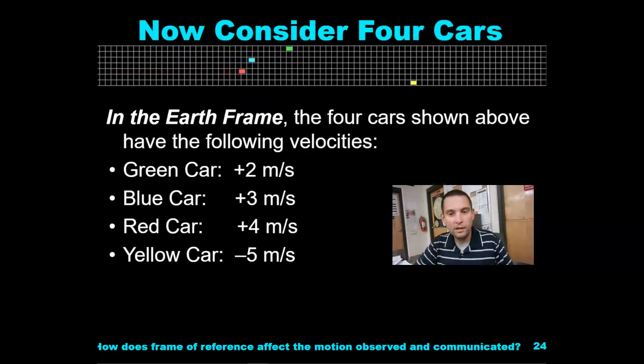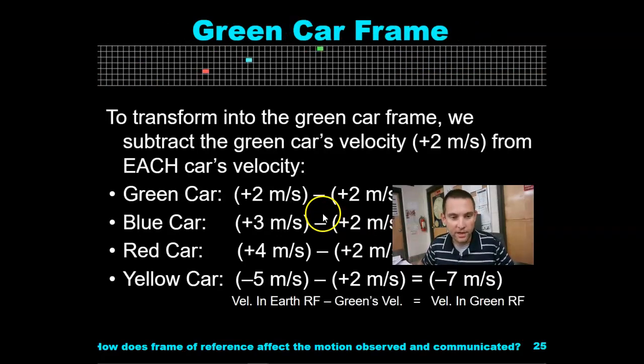In the Earth frame, the 4 cars shown above have the following velocities. Green car is positive 2 meters per second. It's moving that way. Blue car moving that way, 3 meters per second. Red car that way, 4 meters per second. And then yellow car opposite direction, 5 meters per second.